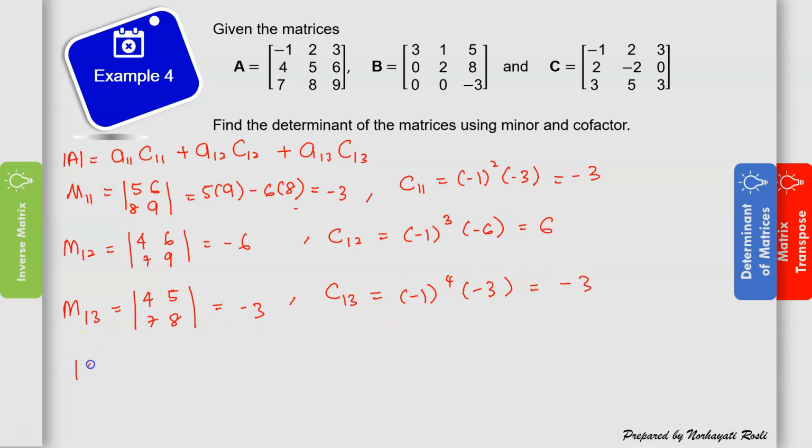When we want to compute the determinant of A using this formula, we have A11 equal to negative 1 times negative 3, plus A12, which is 2, times 6, plus A13, which is 3, times C13, which is negative 3. The final answer here is equal to 6.